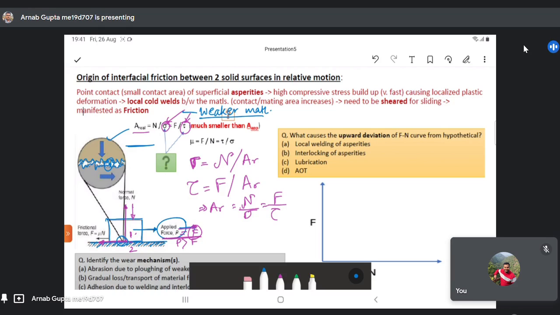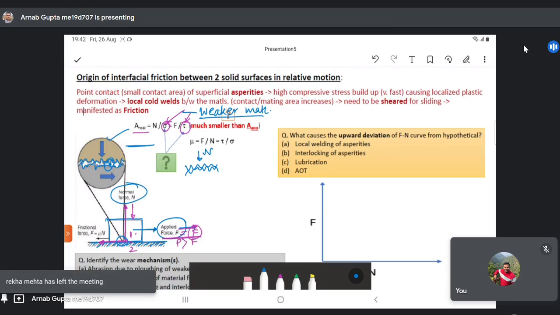Okay, so gradually what happens? Suppose you are slowly increasing the value of the normal force N. This is your initial scenario. If you are increasing the value of normal force N, what happens? This real area of contact tends to approach the value of the apparent area of contact, or the macroscopically whatever you are seeing now, this particular area. It approaches that area.